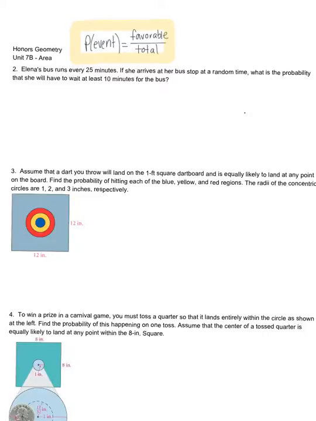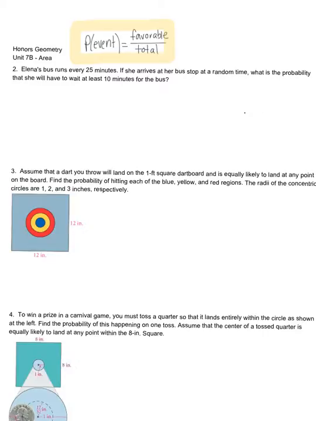So if we look at number 2, it says Elena's bus runs every 25 minutes. If she arrives at her bus stop at a random time, what's the probability that she will have to wait at least 10 minutes for the bus? For this one, we're going to use the second probability model that we talked about, the one that has to do with length.